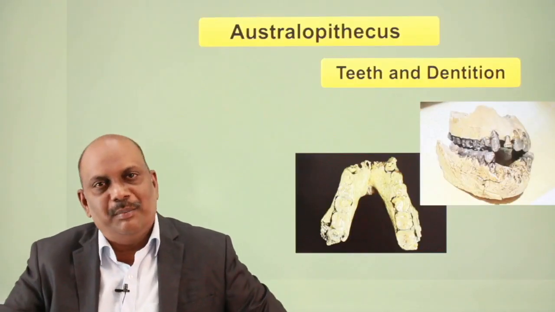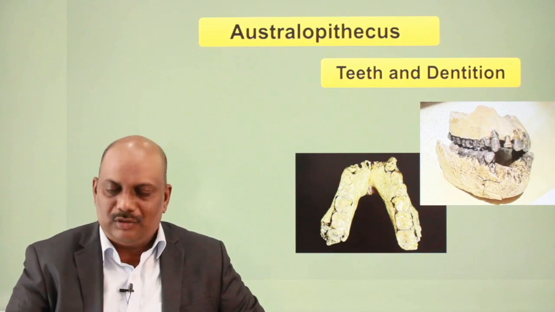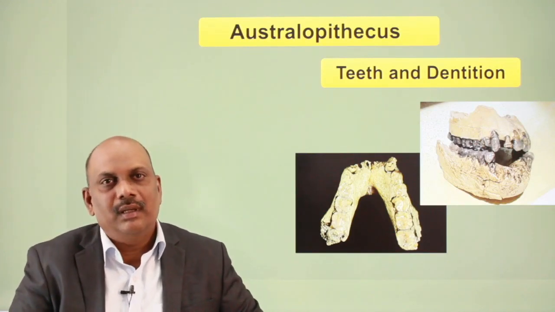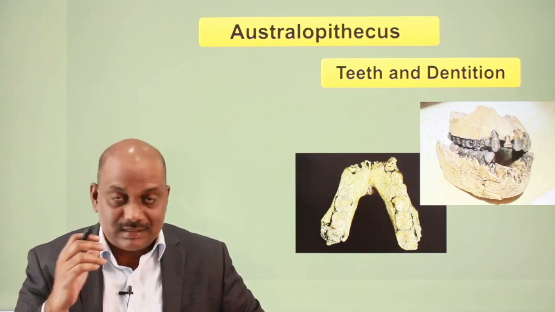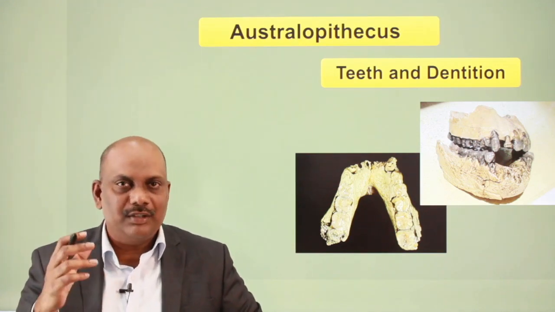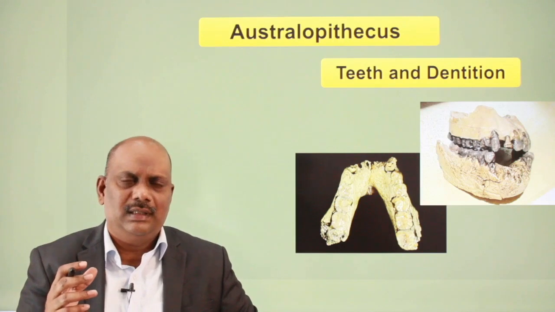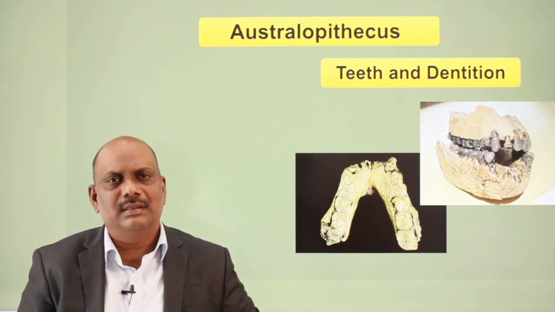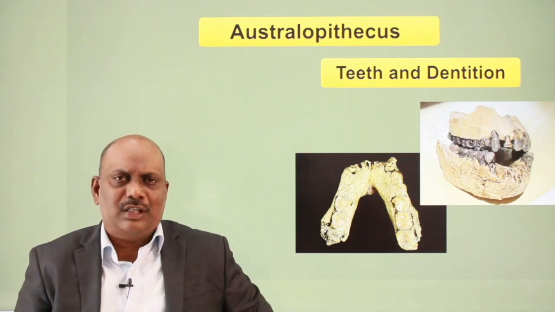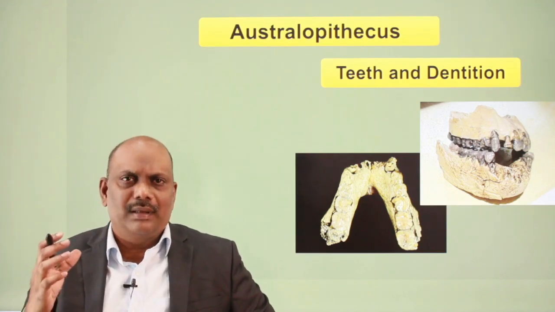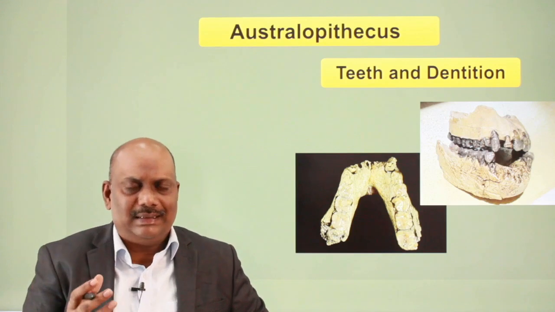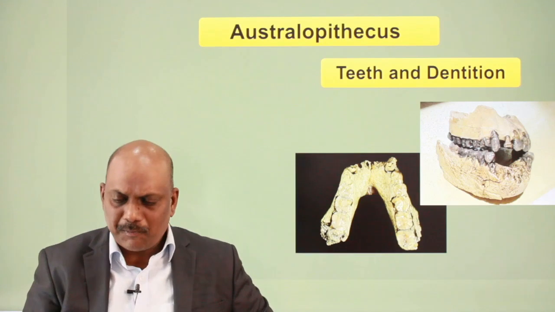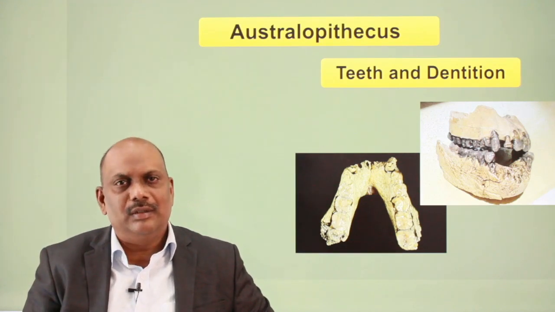Hello and welcome back to the lecture on Australopithecus. In the last two lectures, we have discussed the discovery of Australopithecus and the cephalic characters of Australopithecus. Now, in this lecture, let us discuss the dentition of Australopithecus and the post-cranial anatomy of Australopithecus along with its locomotion.